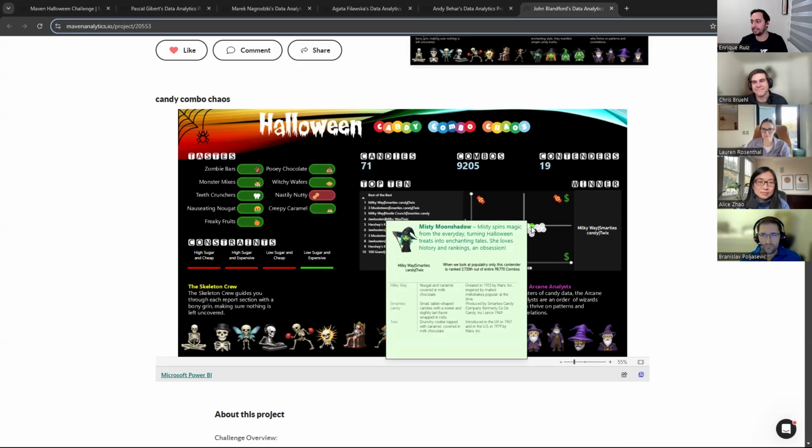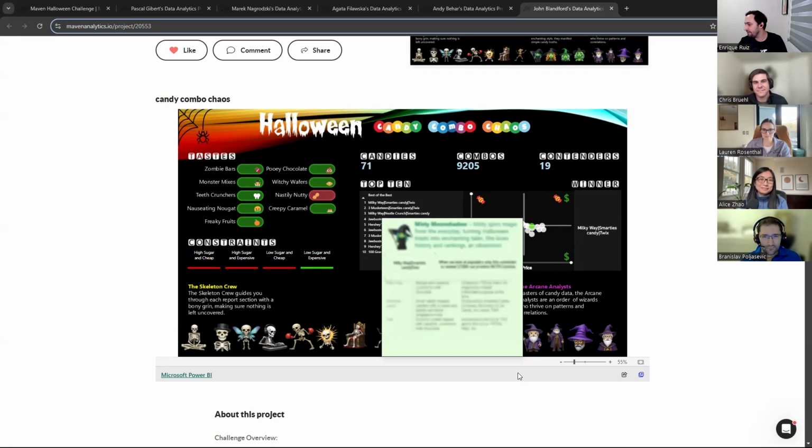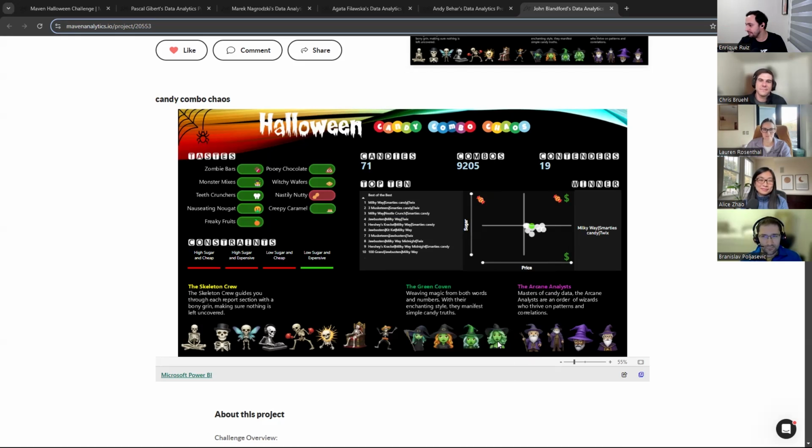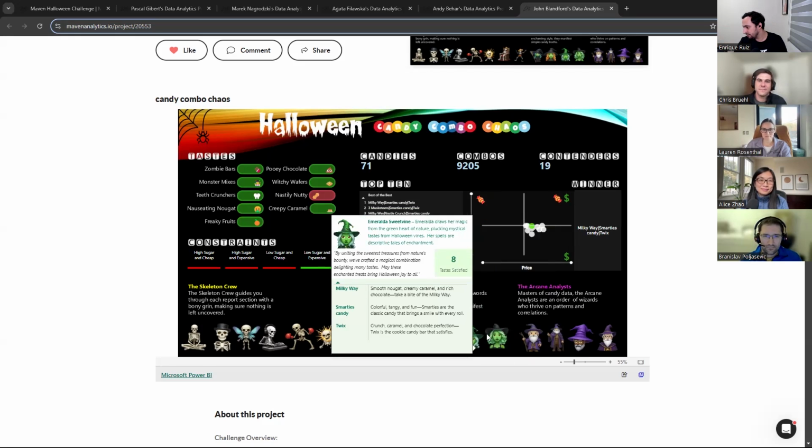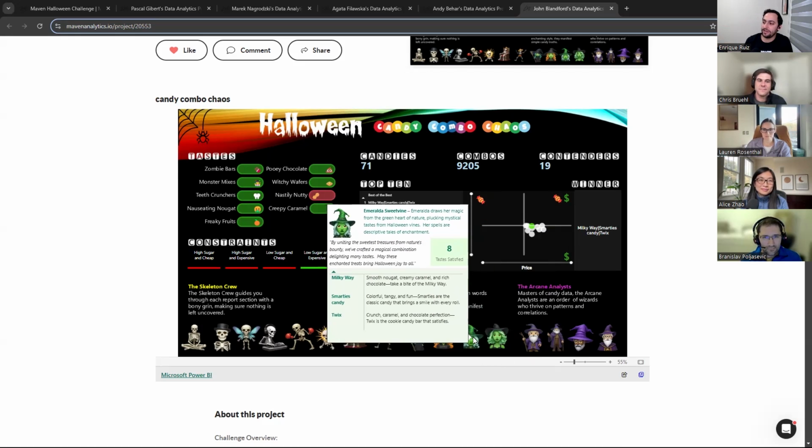They even added extra context around the candy bar, with a description that goes with it as well. And I think one of these, which again they could have highlighted, actually talks about the winner here. So you'll see Milky Way: smooth nougat, creamy caramel, and rich chocolate. Take a bite of the Milky Way, colorful, tangy, and fun first. So they added those elements that cover all the different tastes in a sentence form, which I thought was clever.